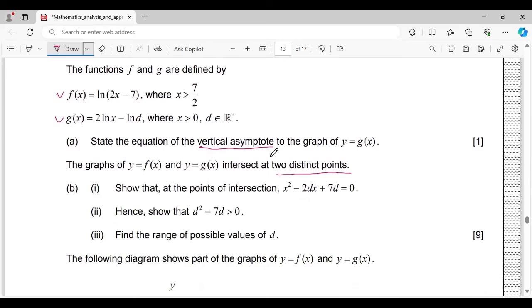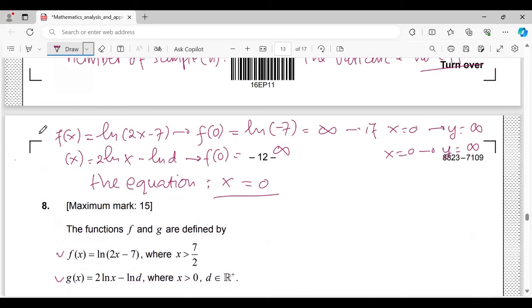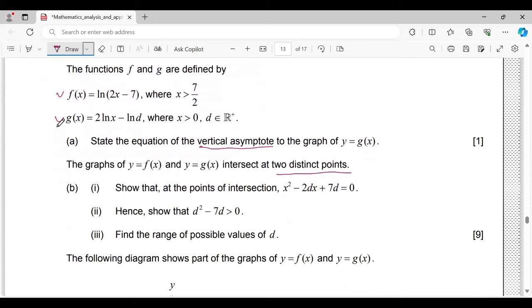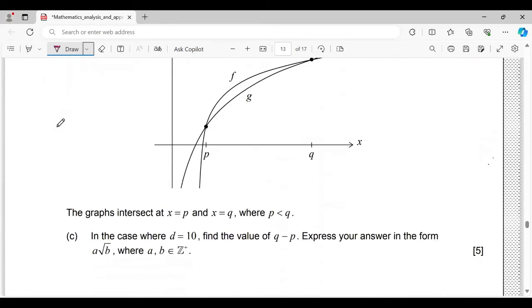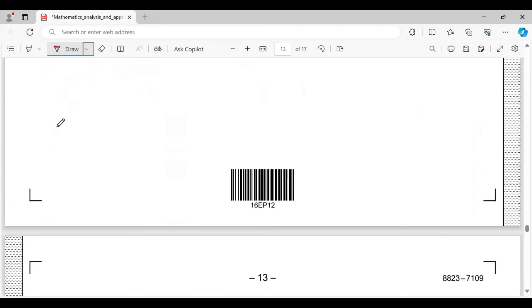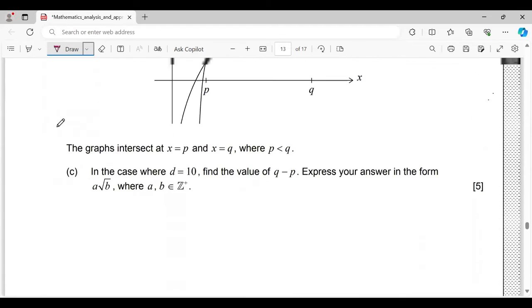Okay, this is A. Next, B. Show that the points of intersection satisfy x squared minus 2dx plus 7d. I'm going to check the space.